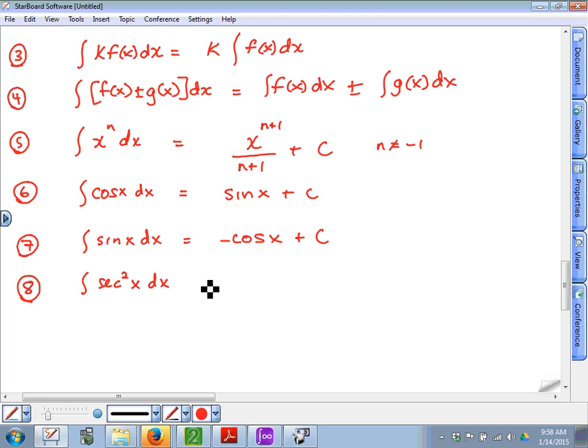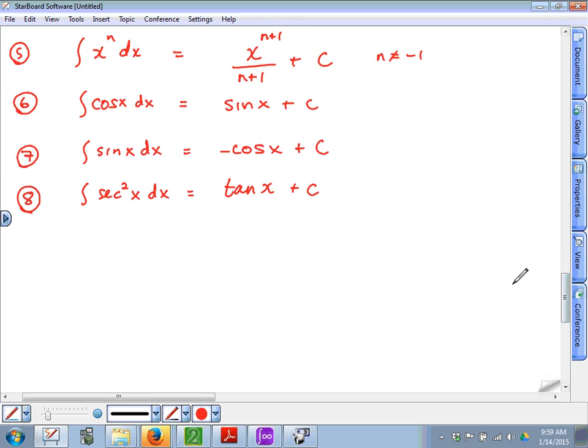The integral of secant squared dx. This is going to really test your memory. What is secant squared the derivative of? Tangent. This is going to stretch your memories here with these dang old trig derivatives. The integral of secant x tangent x dx is secant.